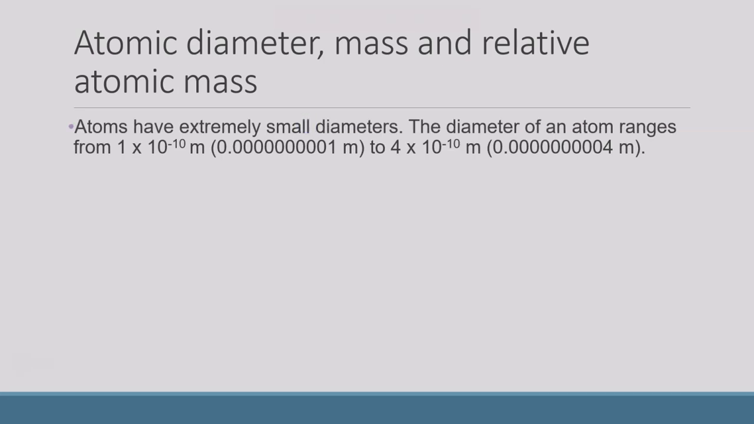So, as we can see, atoms have tiny diameters ranging from 1 times 10 to the minus 10 meters to 4 times 10 to the minus 10 meters. So this would be the diameter of the smallest atom, and this would be the diameter of the largest atom. But we can see that these are really, really tiny numbers. The reason that we deal in meters is because meters are the SI unit for distance, and there'll be a separate video on SI units.